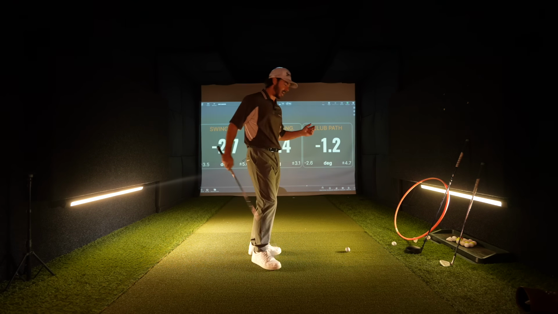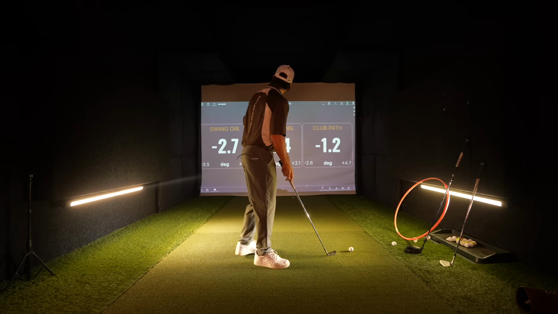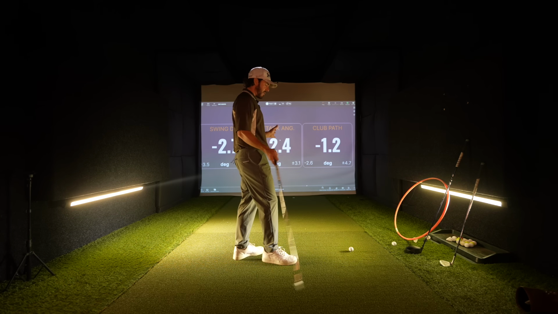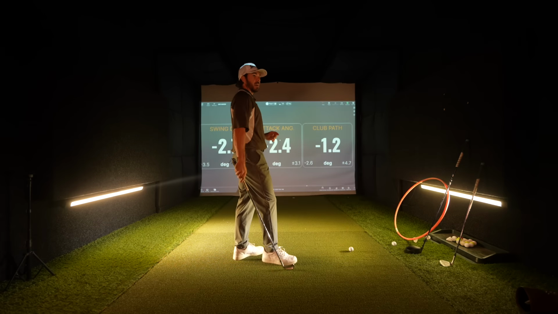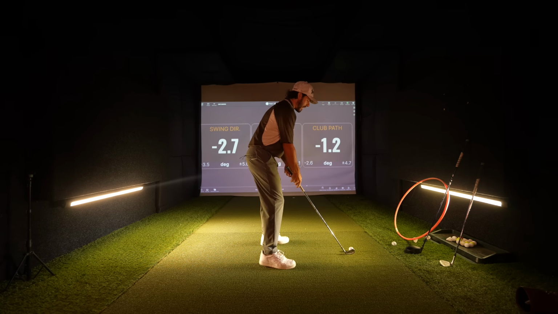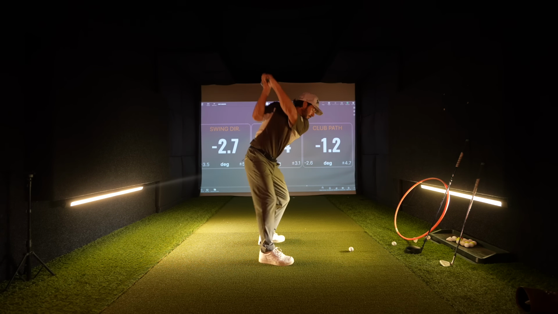I'm going to just keep hammering that home. So here I'm going to try and get my swing direction a little bit more neutral just to simplify this, closer to 0. I'm going to try and really hit down on it and we're going to see a much different path from that swing direction. Let's see if we can do it.